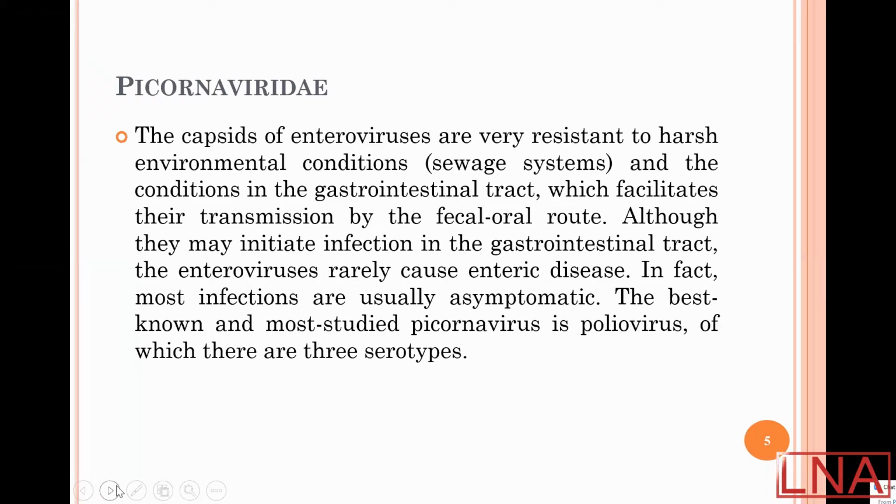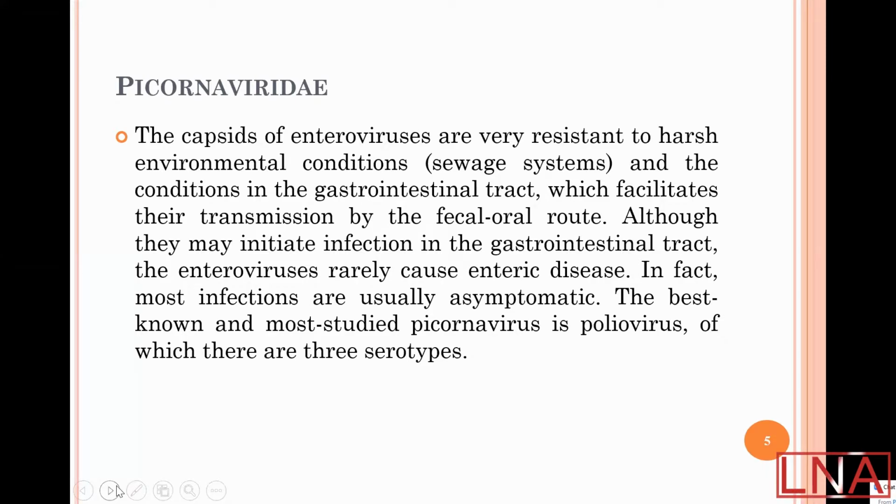Although the virus may initiate infection in the gastrointestinal tract, enteroviruses rarely cause enteric disease. In fact, most infections are usually asymptomatic. Look here, it's a key point. We call them enteroviruses. They are transferred through the fecal-oral route, but they very rarely cause problems in the intestine. It's just the first place for replication. Then, after the primary replication in the intestine, the virus can disseminate into different organs. We will talk about each organ and each situation.